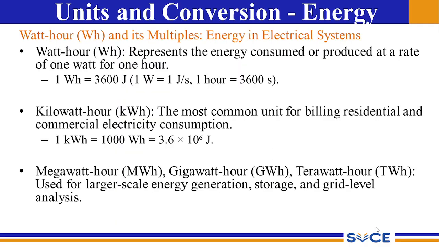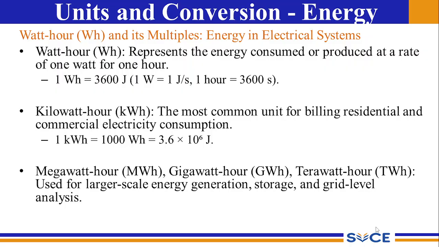Next is the watt-hour. Where do we use this particular unit, and what are the commonly used values? A watt-hour is 3600 joules, which is the amount of energy consumed or produced at a rate of 1 watt for 1 hour. One hour has 60 minutes, and each minute has 60 seconds, so an hour has 3600 seconds. That's why 1 watt hour is equal to 3600 joules.